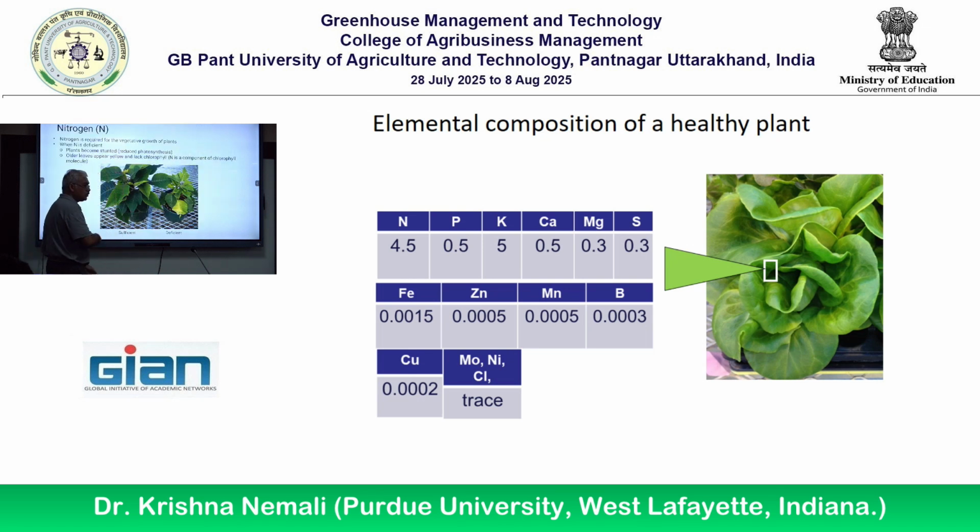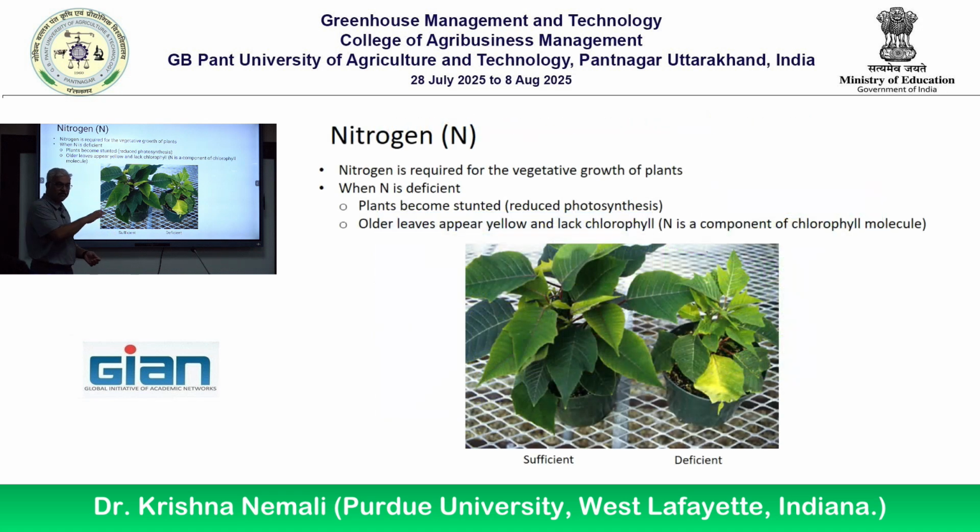All right, let's talk about nitrogen. We're going to look at different elements and kind of understand why they are important, what they do. Nitrogen is required for the vegetative growth of plants. Very important. Plants become stunted, they become small because of reduced photosynthesis. And also, when the nitrogen deficiency is there, the leaves become yellow in color.